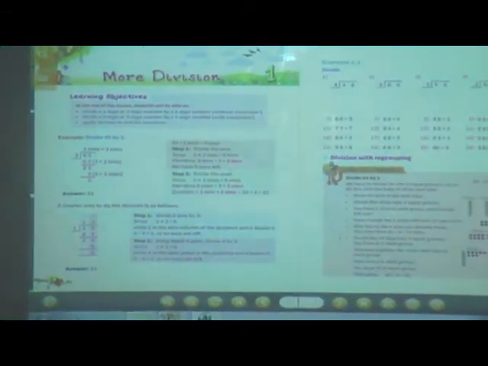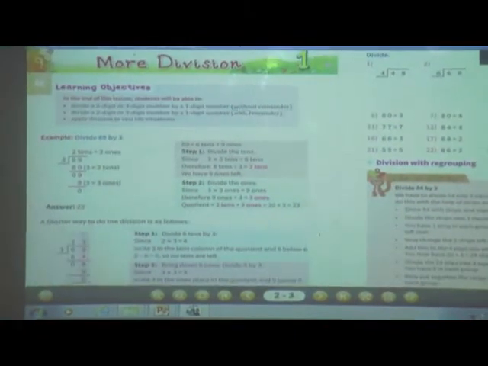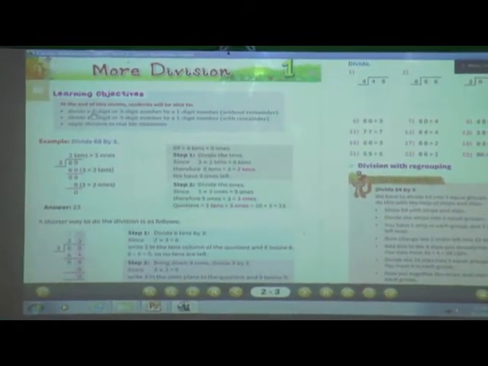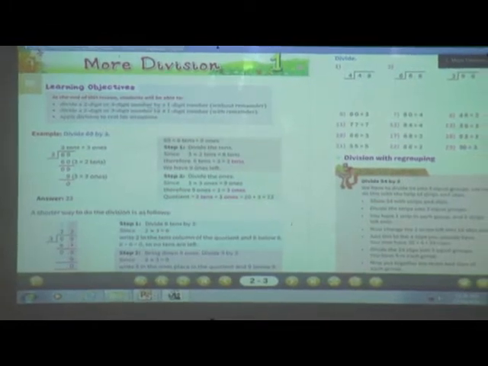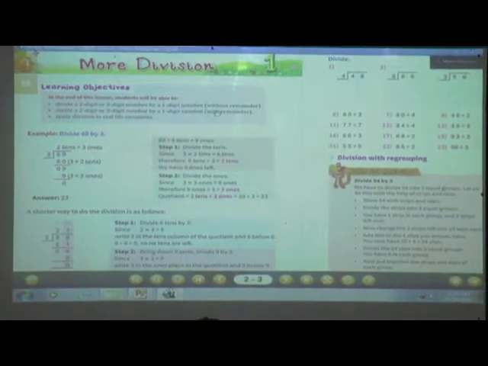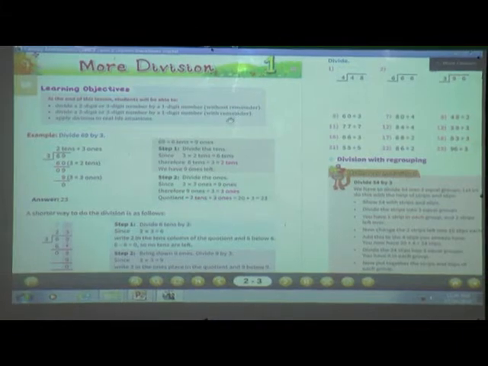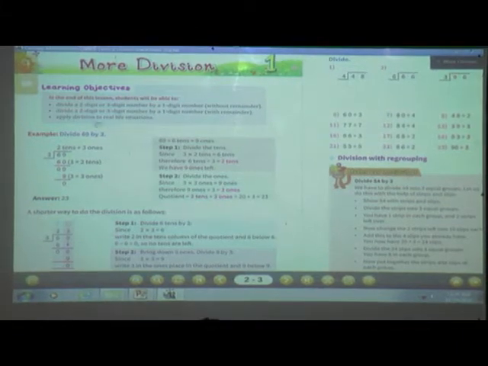Dear students, today we are going to start our first lesson of second semester, that is more division. So open your textbook of term 2, first lesson more division. Look at the board. In this lesson we are going to learn how to divide a 2-digit or 3-digit number by a 1-digit number, that is without remainder and with remainder. Also we are going to learn how to apply division to real life situations.